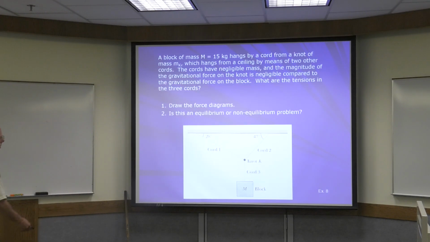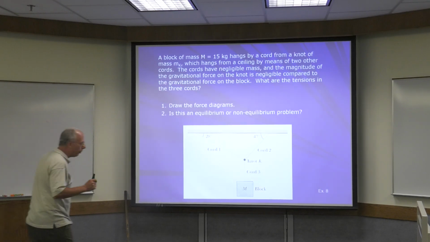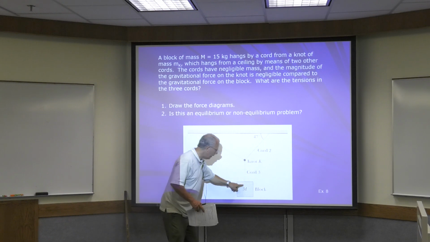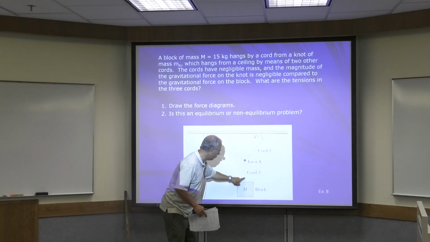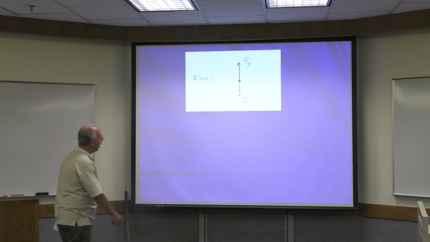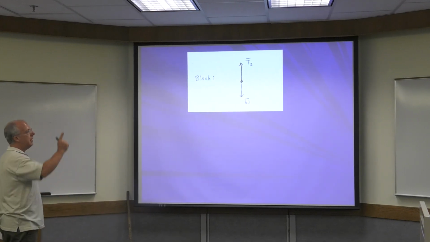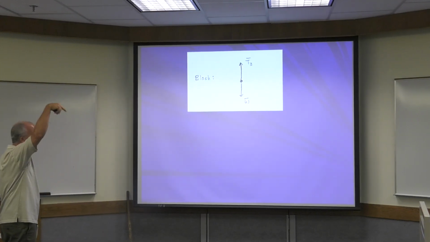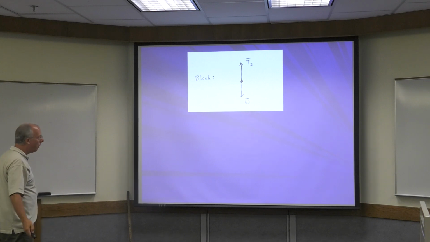Okay, so there, all right, so the block. What's the only force acting on the block? Just the weight and this rope, right? The only thing that's pulling up on this block is this cord, number 3. So the force diagram for the block is simple. Just T3, tension 3, and the weight. That's all there is to it.